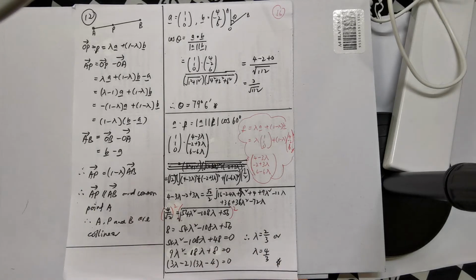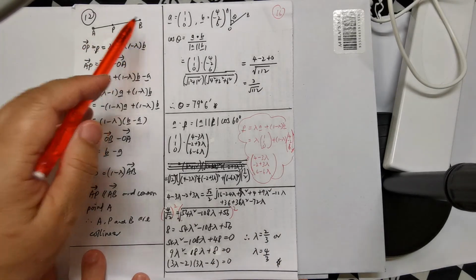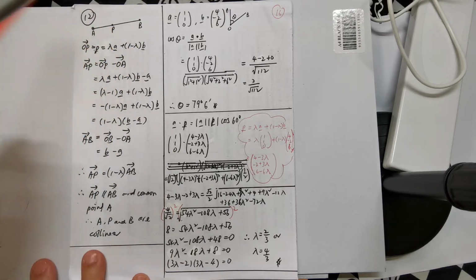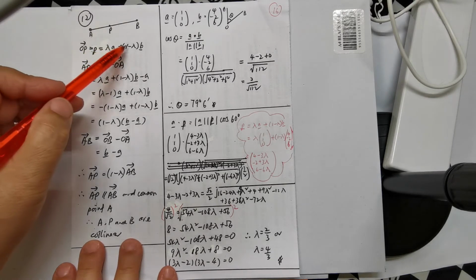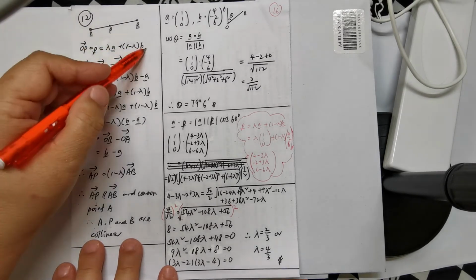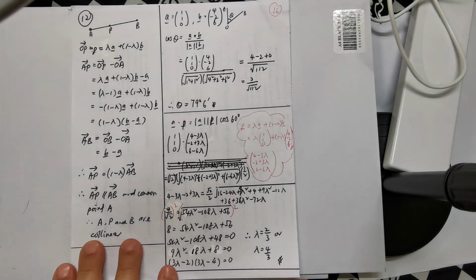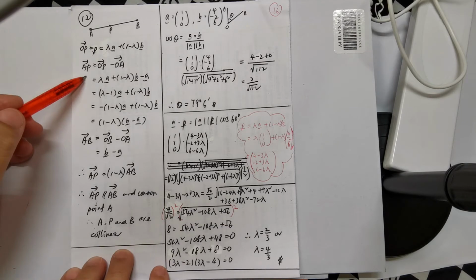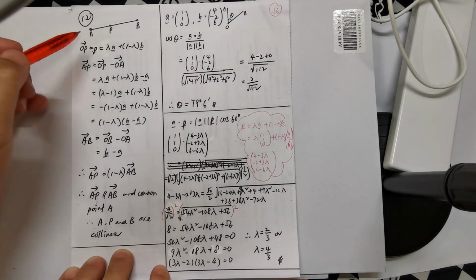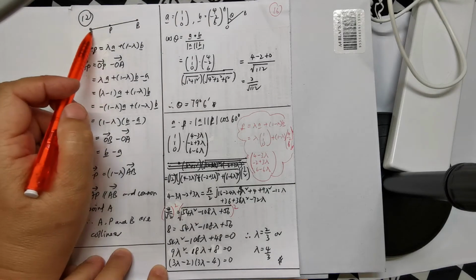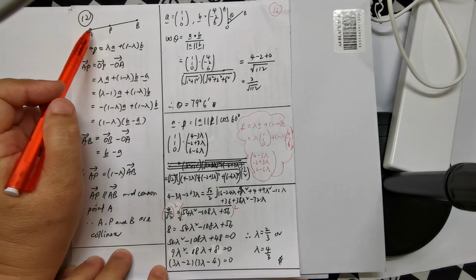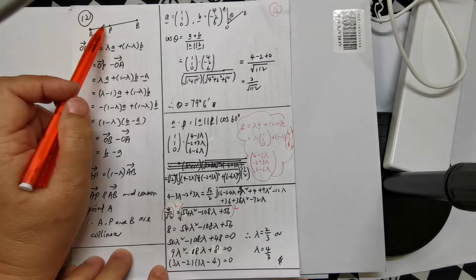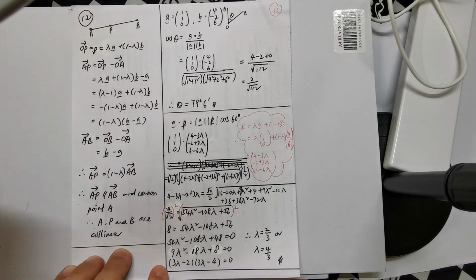So this is question 12. This is line AB, P lies on it. You're given that OP, I use small letter p, is lambda a plus 1 minus lambda b. a is OA, b is OB. First I have to calculate AP, because they want us to show that A, P, B are collinear. Remember the concept for collinear: from A, P, B, we must form at least two vectors. You can form AP, AB, PB, up to you. For me, I'm going to use AP and AB. So I find AP.